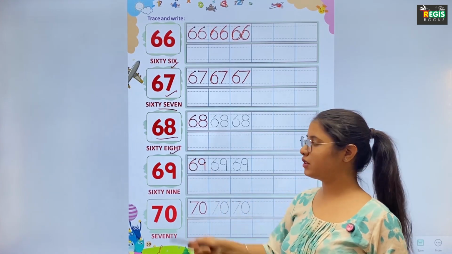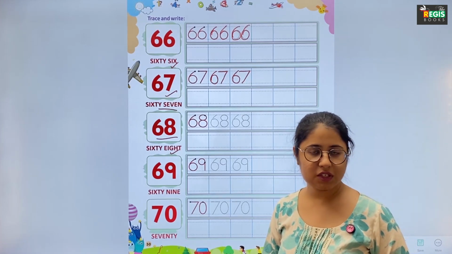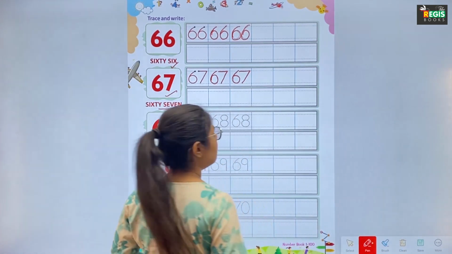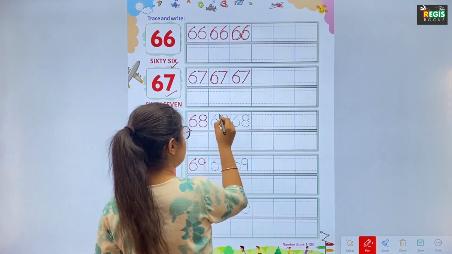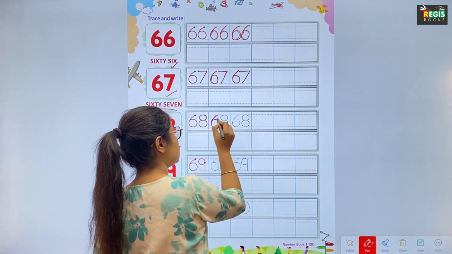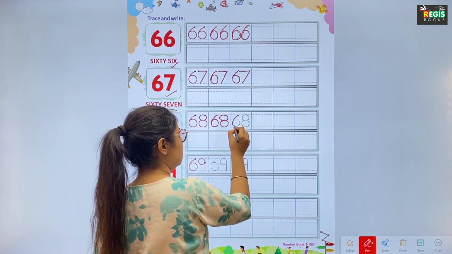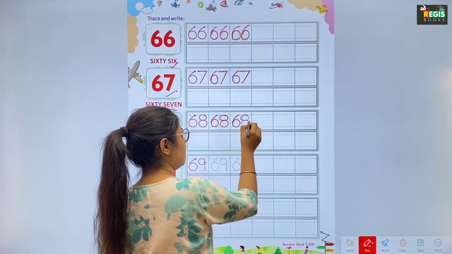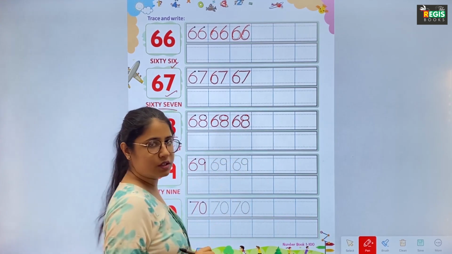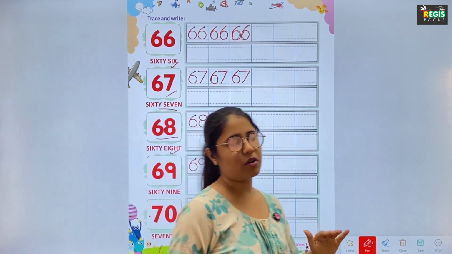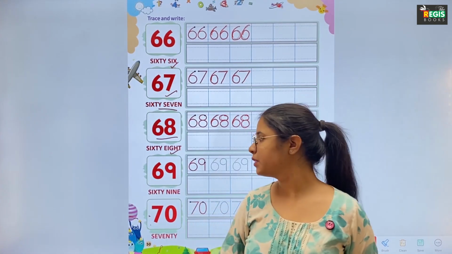6, 8, 68. We write the number 68 by writing 6 and 8 together. Let's trace with me. 6, 8, 68. So kids, write the number 68 in the rest of the boxes to practice it.